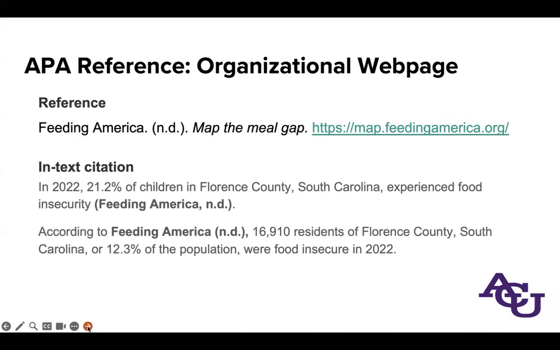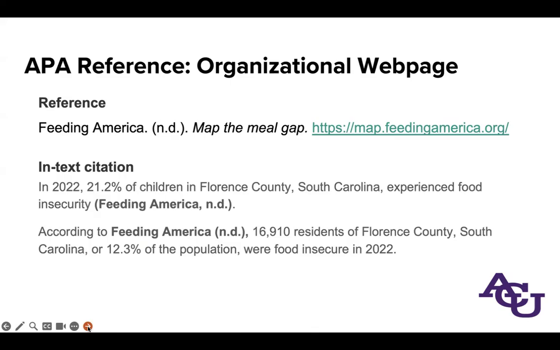The n.d. in parentheses means that the article or the page itself wasn't labeled with a specific date. On an organizational website, please don't use the copyright date at the bottom of the page as the date. If the content isn't specifically dated, that's when you use n.d. for no date. The title for the web page, here Map the Meal Gap, is formatted in sentence case, which means we capitalize the first letter of the title. And if there were a subtitle or any proper nouns, we would also capitalize them, just like if the title were written as a sentence in your paper.